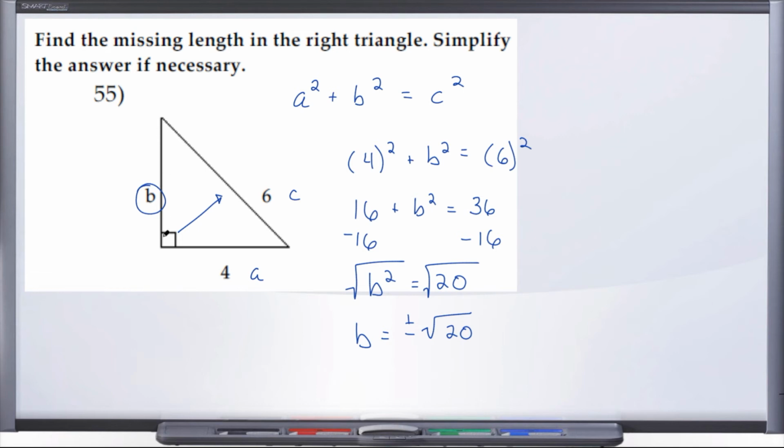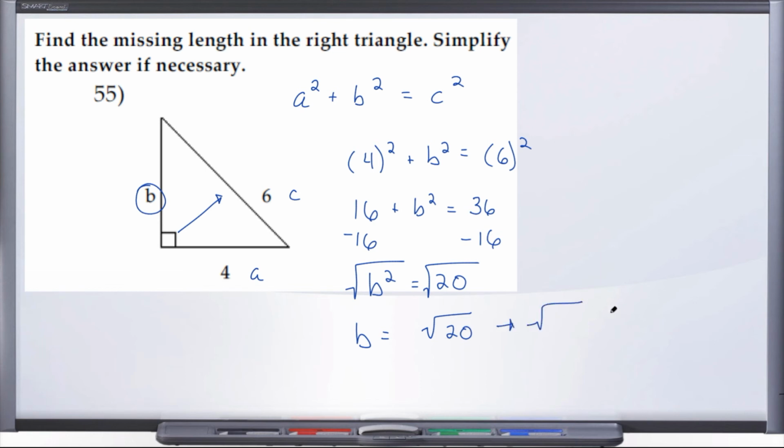We're measuring the side of a triangle, and the side of a triangle is a length, it's a distance, and we can never have negative distance, so we're not really worried about the negative answer in this case. We are only concerned about the positive answer, and so we can go ahead and even get rid of that positive sign. So b equals radical 20, and now let's go ahead and break down this radical 20.